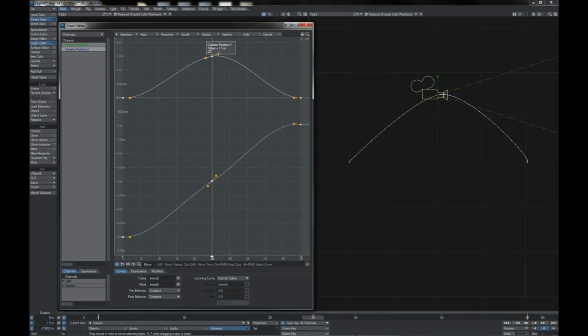What you can also do with these spline handles, as you see, they move together. You can move them individually by holding down the Alt key, and then clicking on a single handle allows you to move that key, or rather that spline handle on that side of the key, independently, creating these more complex shapes like this.